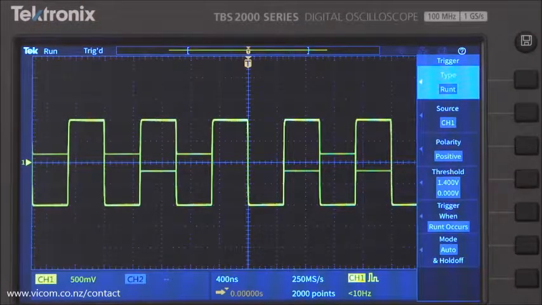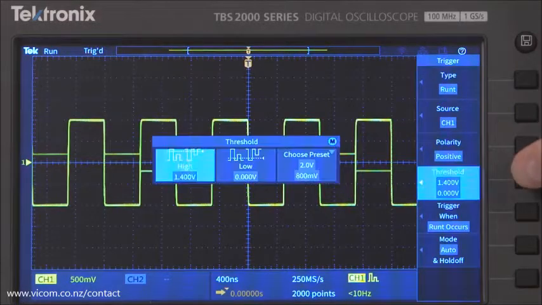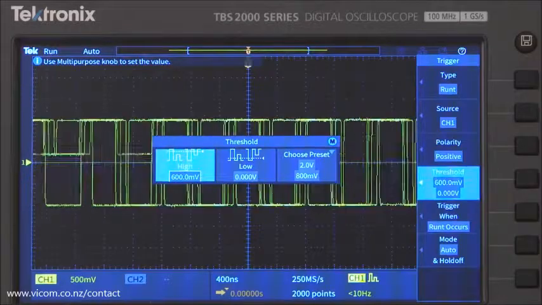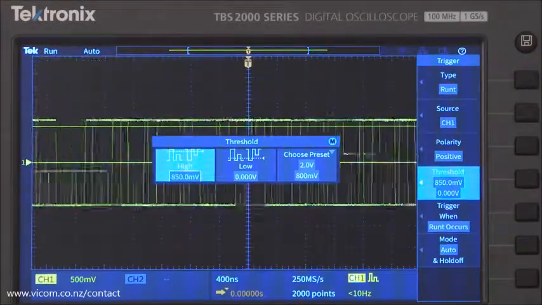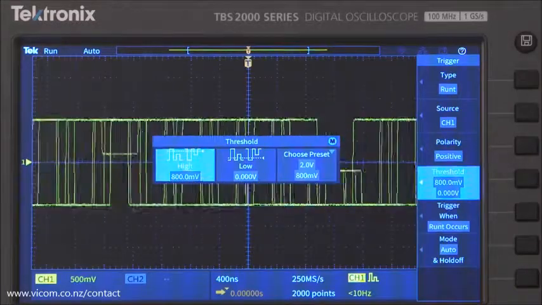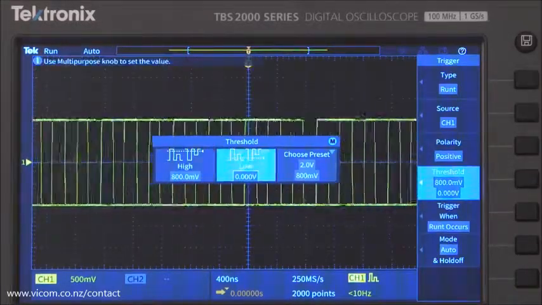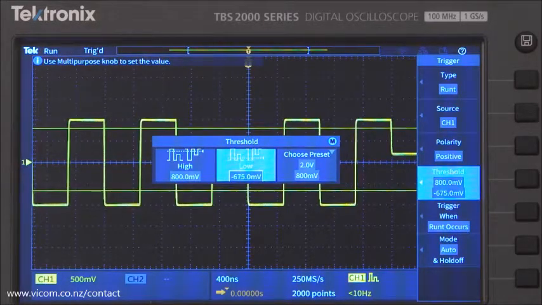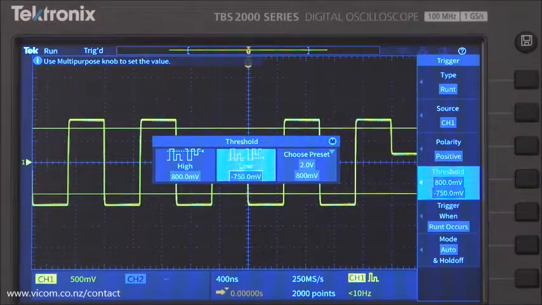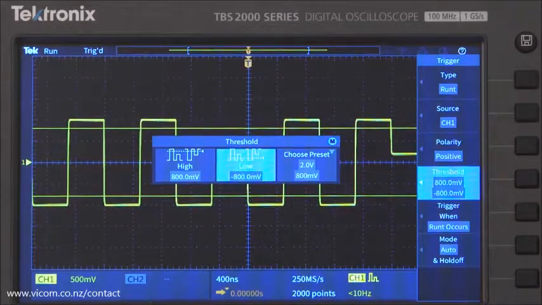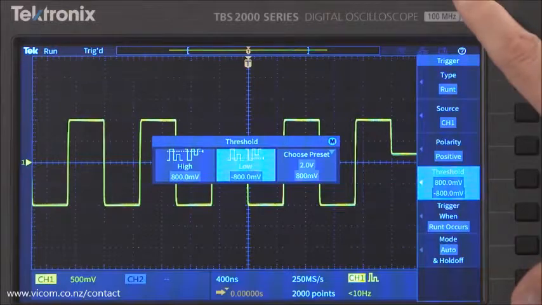Now let's capture a positive runt. The polarity is already set to positive. I'll set the thresholds to plus 800 millivolts and minus 800 millivolts. I'll leave the trigger when setting to trigger on any runt. And there's our runt.